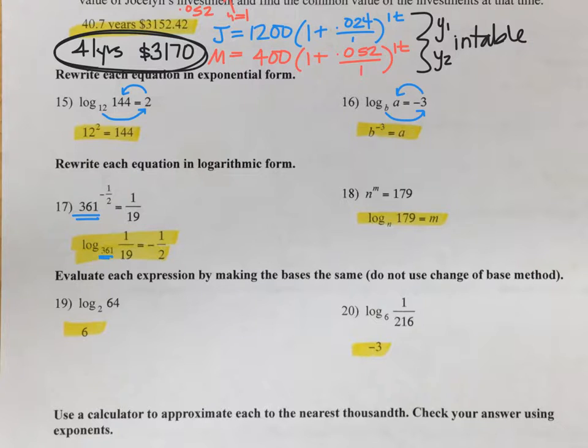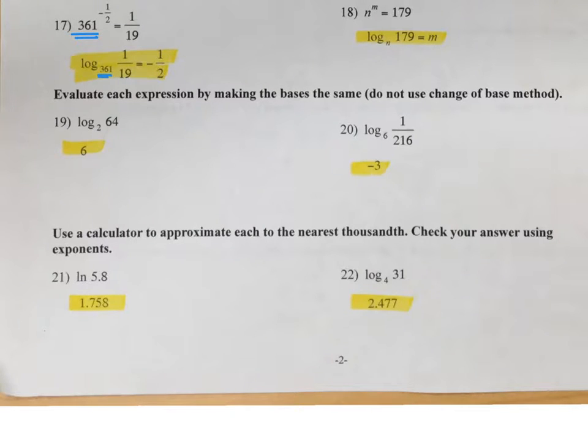Same idea for 18. Base n is at the bottom. The exponent goes on the other side, and the answer goes here with the log. This is a pattern you have to know. All right, 19 and 20, remember I'll have these set up a little bit differently for you tomorrow just so you know what I want you to do.